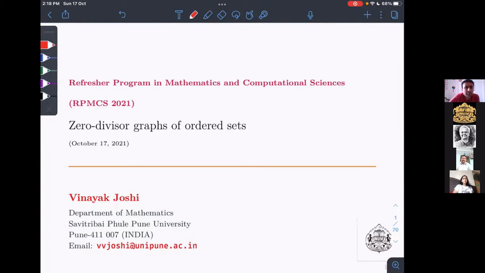He has also completed many research projects given by various funding agencies like DST. With this brief introduction, Professor Joshi, over to you.